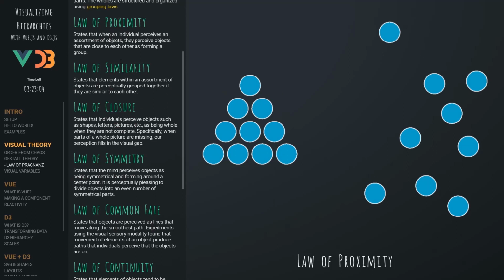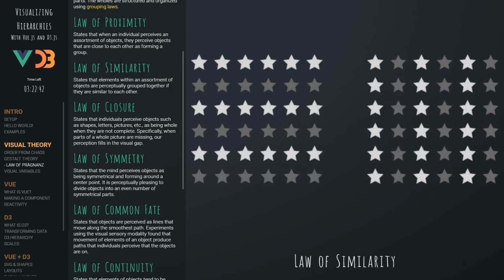We have the law of proximity. The law of proximity states that when an individual perceives an assortment of objects, they perceive objects that are close to each other as forming a group, right? So in this example, we see a bunch of blue circles, and we see a cluster of circles that seem to be together. We can even see that there's a shape that it forms, which is a triangle, but we can see that it's grouped separately.